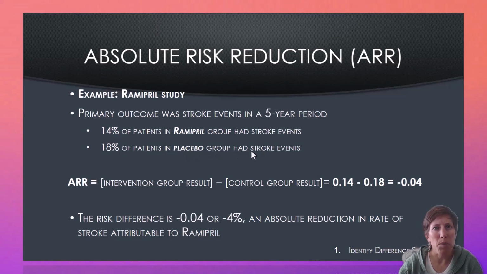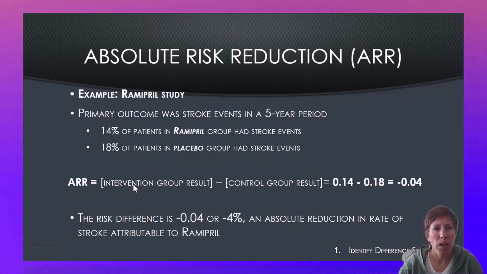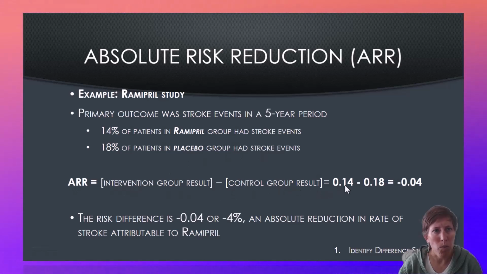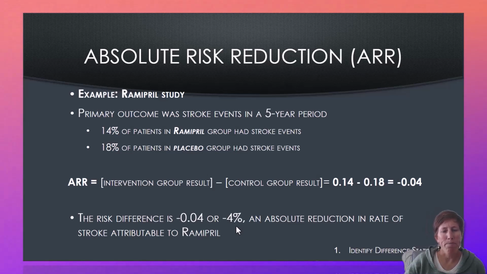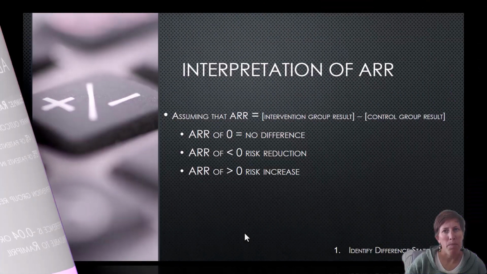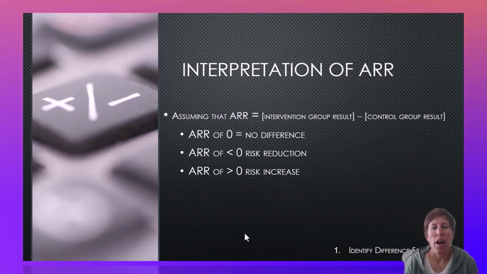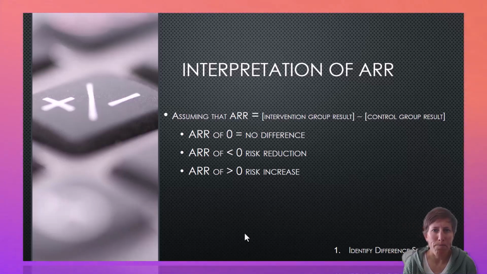Represented as an absolute risk reduction, the intervention group minus the control group would be 0.14 or 14% minus 0.18, which equals negative 0.04 or a negative 4%. That's a negative 4% absolute reduction in rate of stroke attributable to ramipril. So how can we interpret the absolute rate reduction?